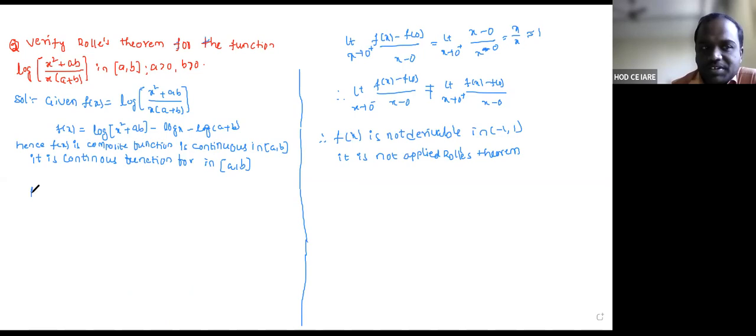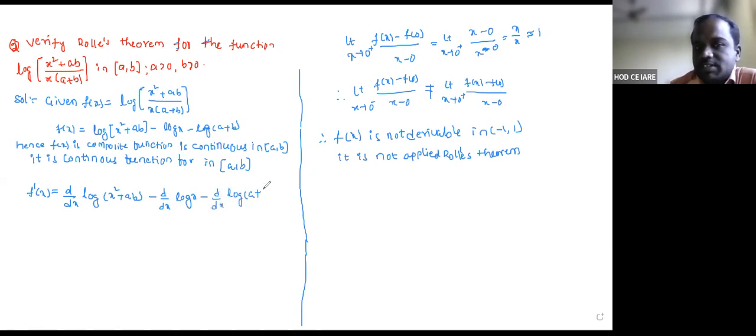So we write f dash of x is equal to d by dx of log of x square plus ab, minus d by dx of log x, minus d by dx of log of a plus b. So what do you get?